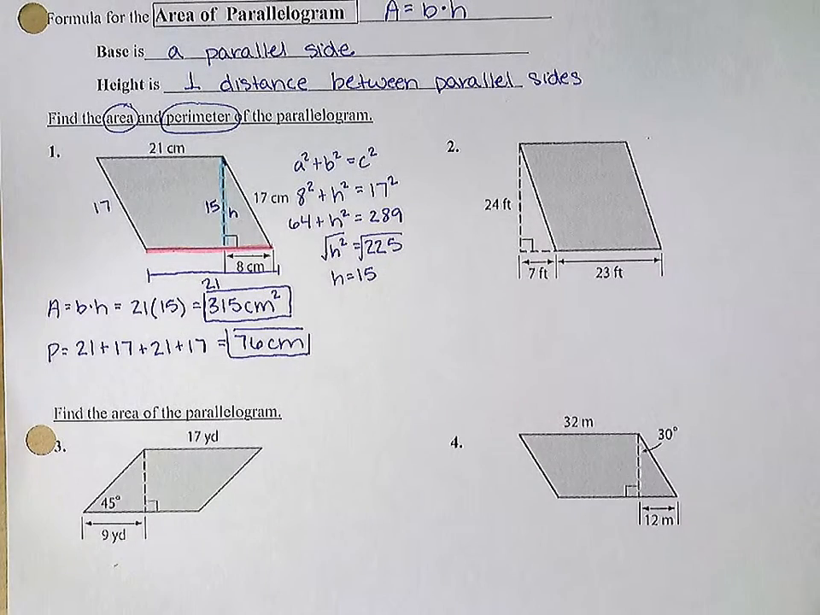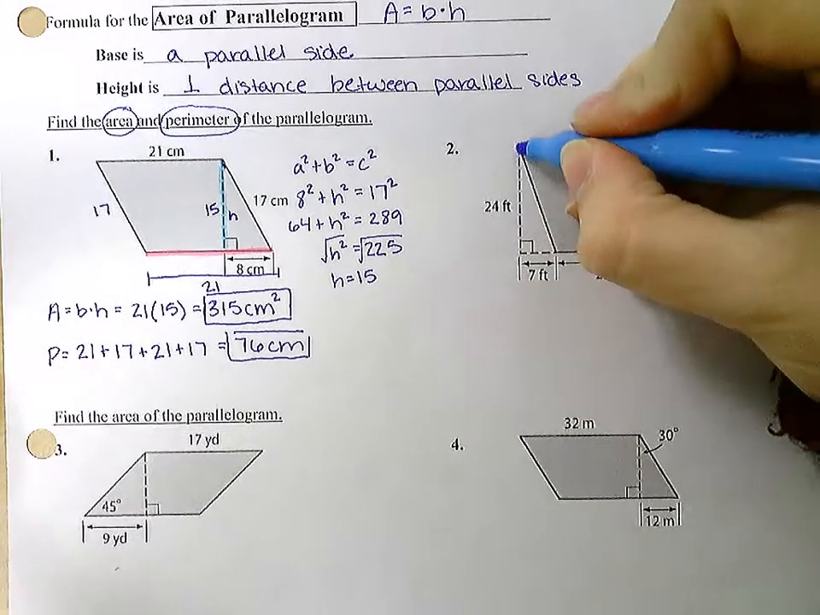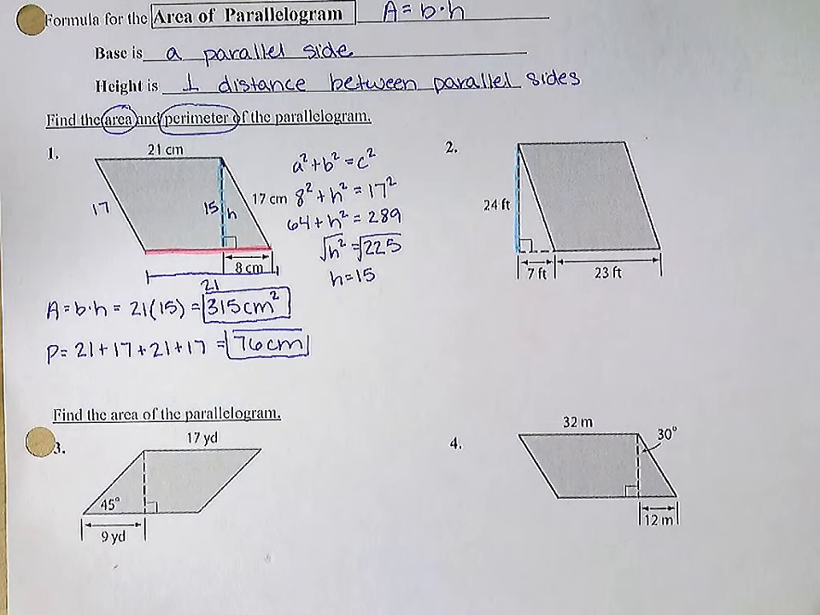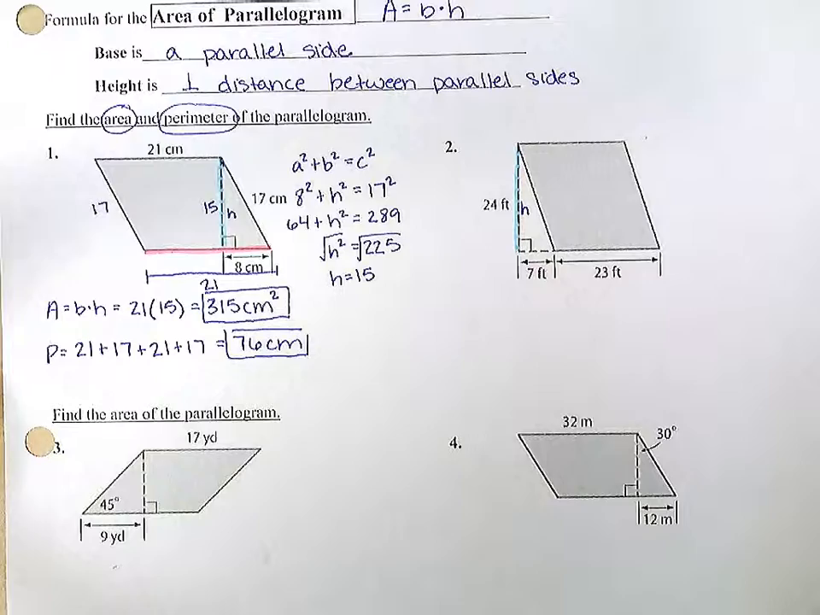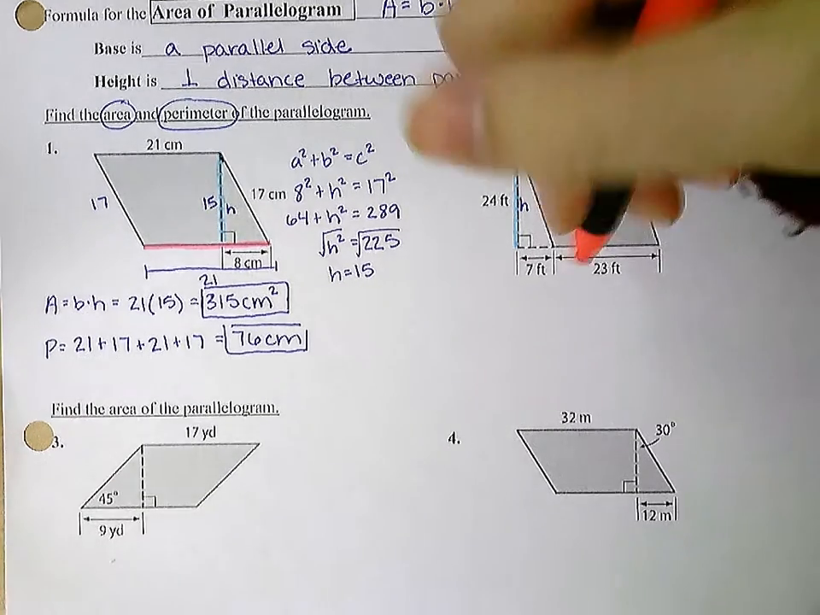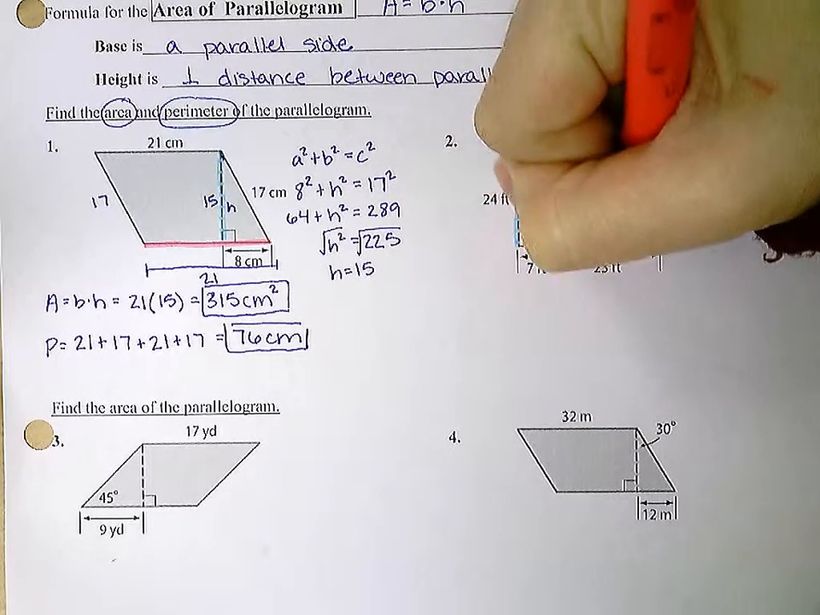So, number 2, finding the area first, okay? Our height, again, is that perpendicular distance between two parallel sides. So you want to look for that perpendicular. Okay, so that would be this one right here. That length is going to be your height. Now your base of your parallelogram is where that height meets that side at the perpendicular. So the base is going to be this length right here.